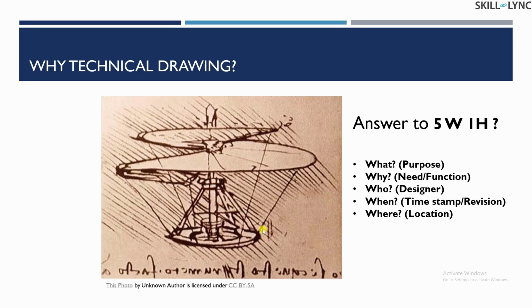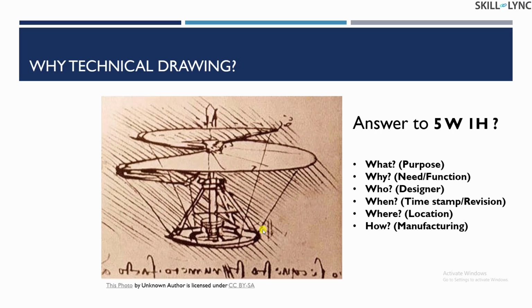Now, after answering all the 5 W's, we move on to 1 H, that is how. How do you manufacture the component? That kind of data, those instructions, are embedded into the technical drawing. So typically, a technical drawing needs to answer all those things. Now look closer at the image here. What do you infer from this? This is where a detailed technical drawing comes in.